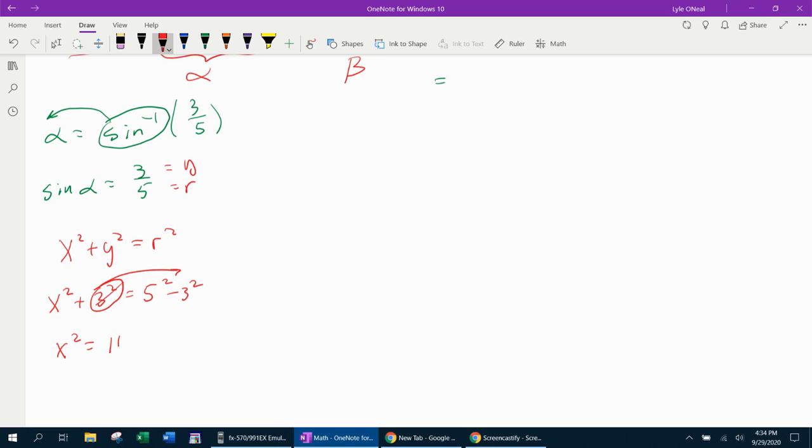25 minus 9 is 16. Taking the square root of both sides, x is 4, okay? So let me explain what we've done here in orange, okay? Sine of alpha is 3/5. I can now find cosine of alpha, based on this angle. Sine of alpha is 3/5, so cosine of alpha should be x over r, which would be 4/5.